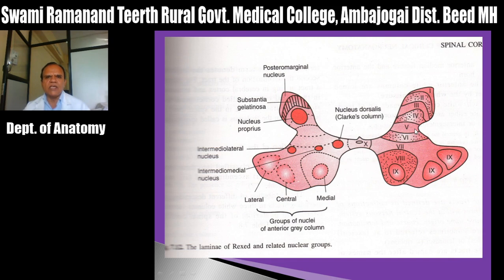and part of the Clark's column nucleus. See the Clark's column nucleus extending into the intermediate neurons also. Now this is the lamella 7. In lamella 7 you can see the Clark's column nucleus, and then this is the intermediomedial and intermediolateral group of the neurons of the lateral horn.